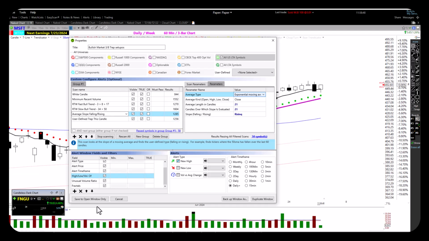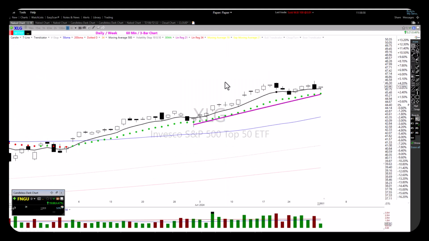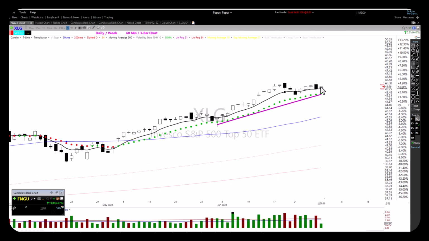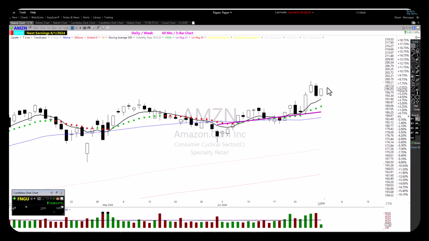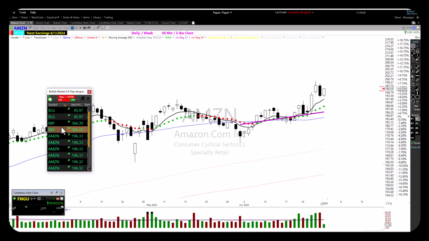So now I'm gonna save this, and it's gonna clear that out. While we were talking, XLG came up, and see, there we are, nice 3/8 trap. Amazon came up while we were talking. Oh, and there it is there. Alrighty.